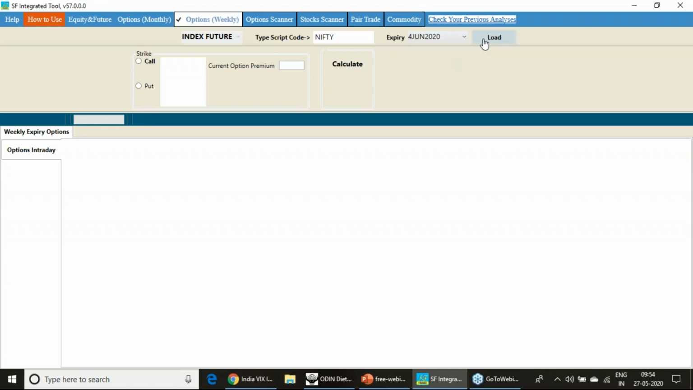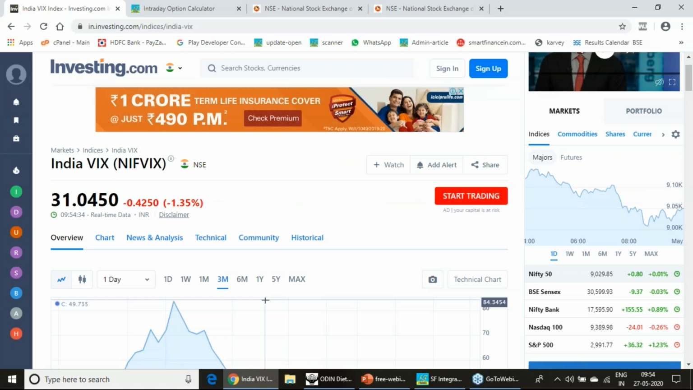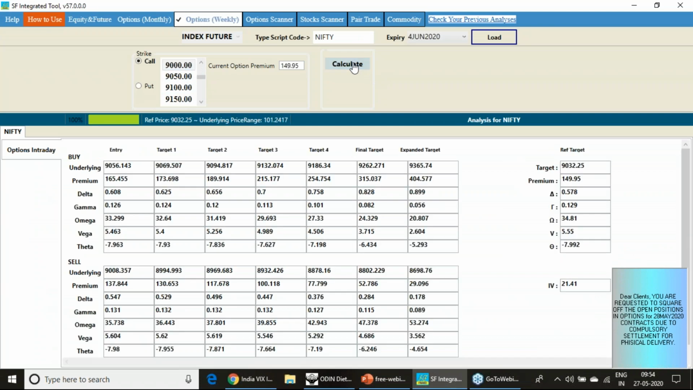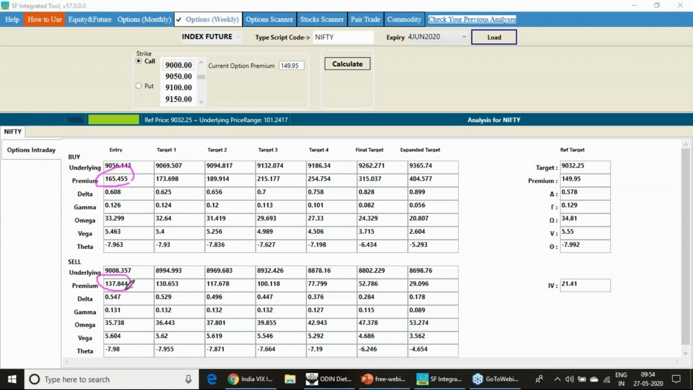Suppose 28th May has hardly 1 day left, so we go for 4th June. The VIX is falling, so our choice is to go for the call option. If I am analyzing the 9,000 call option, the current premium is at the 150 level, and it is suggesting I buy at 165 rupees, with a stop loss of 138. And these are the targets. I can buy whenever Nifty goes to 9056 or the premium comes to 165, whichever is earlier.